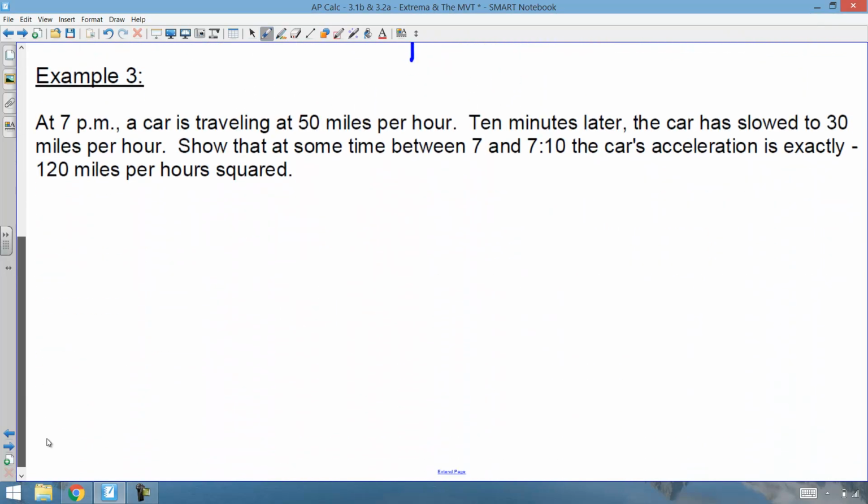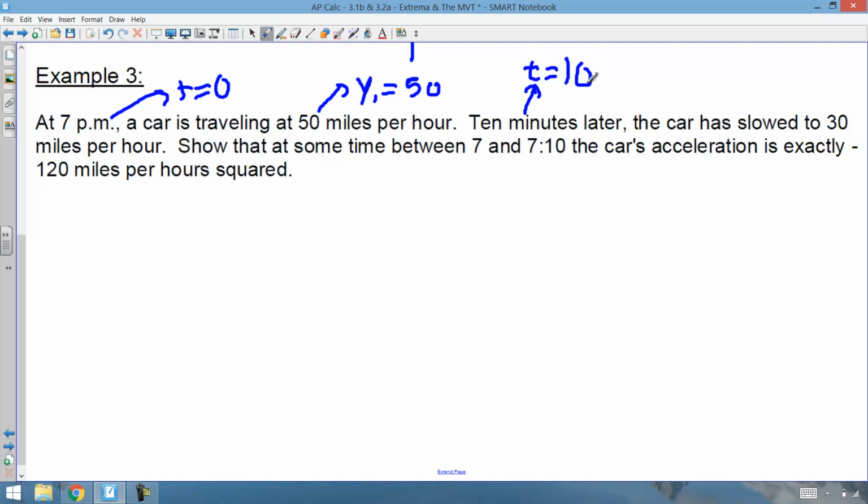Let's look at this example. At 7 p.m., why don't we call that t equals 0. A car is traveling 50 miles an hour, so we could even call that y1 is 50 if we like. 10 minutes later, we'll just call that t equals 10. The car has slowed to 30 miles an hour, so let's call that y2 equals 30. Now we need to show that sometime the car's acceleration was exactly 120 miles per hour squared.